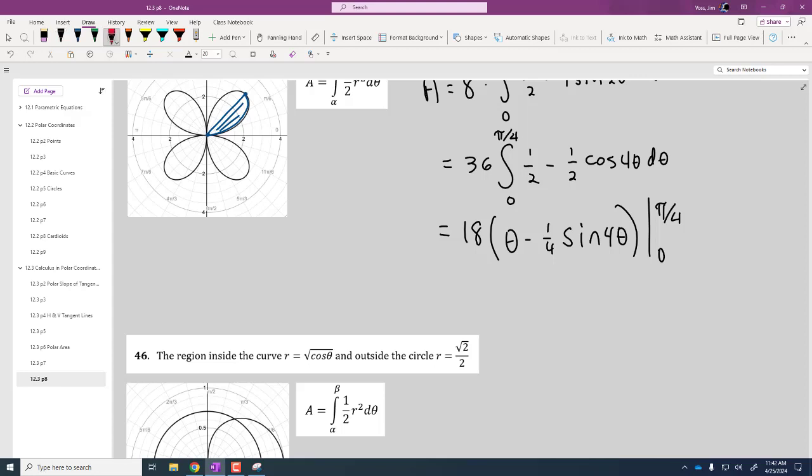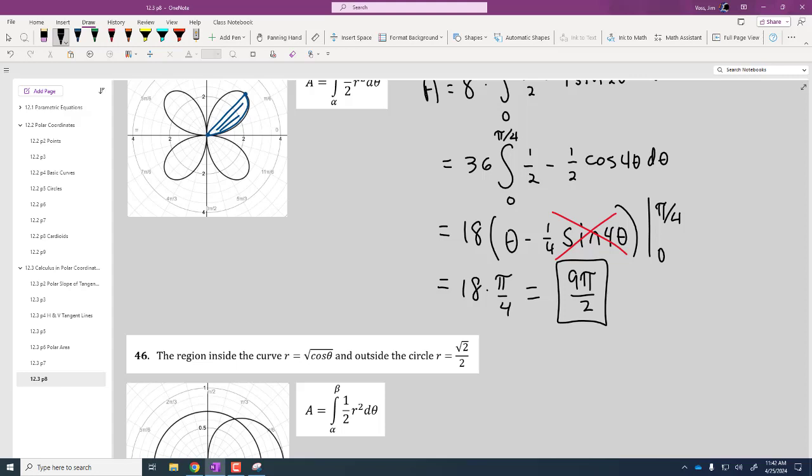Now, this term is 0, whether you plug in pi over 4 or plug in 0. You get sine of pi or sine of 0, so both of those vanish. And plugging in 0 here also vanishes, so we end up with 18 times pi over 4. So we're going to get 9 pi divided by 2. That'll be the total area.